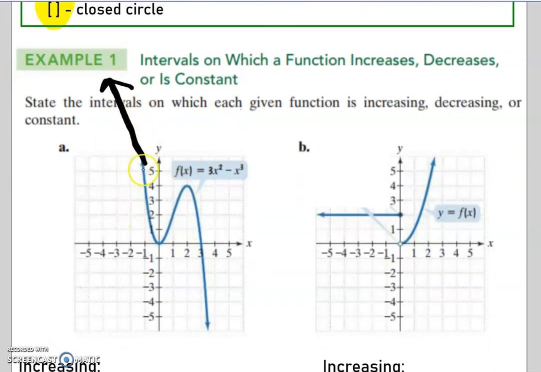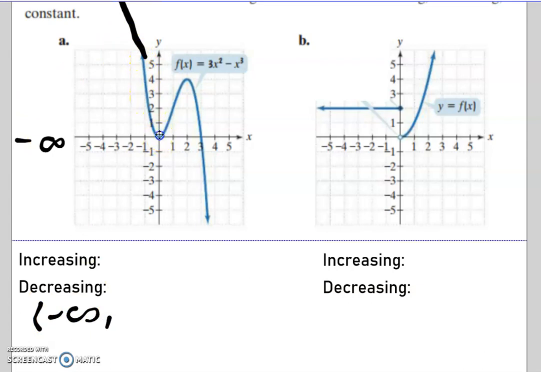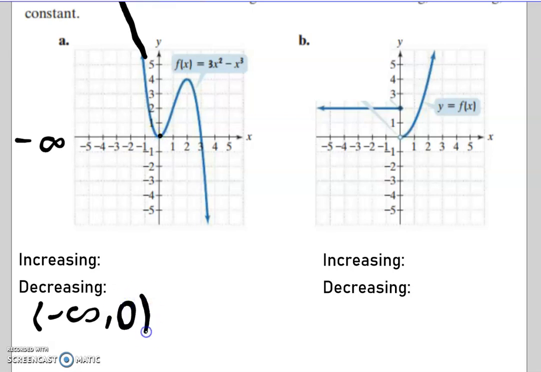So this is telling me this is going forever in this direction. So what is my least x value going to be? Negative infinity. Yep. So it's decreasing from negative infinity to when? When does it stop going downhill? Right here, right? It stops going downhill right about here. And what is that? That x value is 0. Awesome. And then what happens?